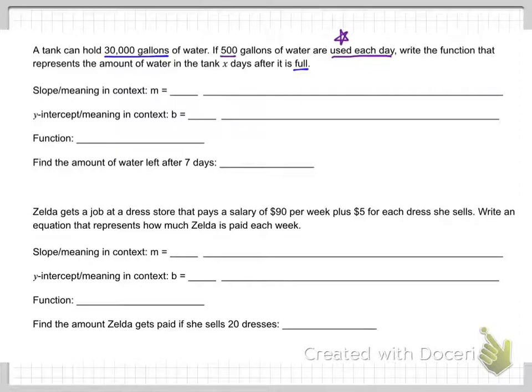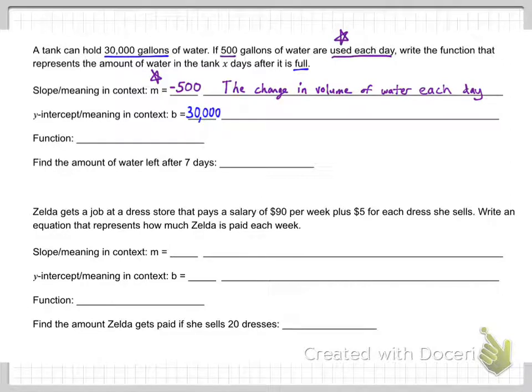But notice the word used. Used means that we're losing water. So I'm going to put a star here, and the reason for that is because we need to make the slope negative. The rate of change is negative because if our function represents how much water is in the tank and we're using water from the tank, we're actually losing that water. So negative 500 is the change in volume of water each day. It's going down 500, so that's why it's negative.